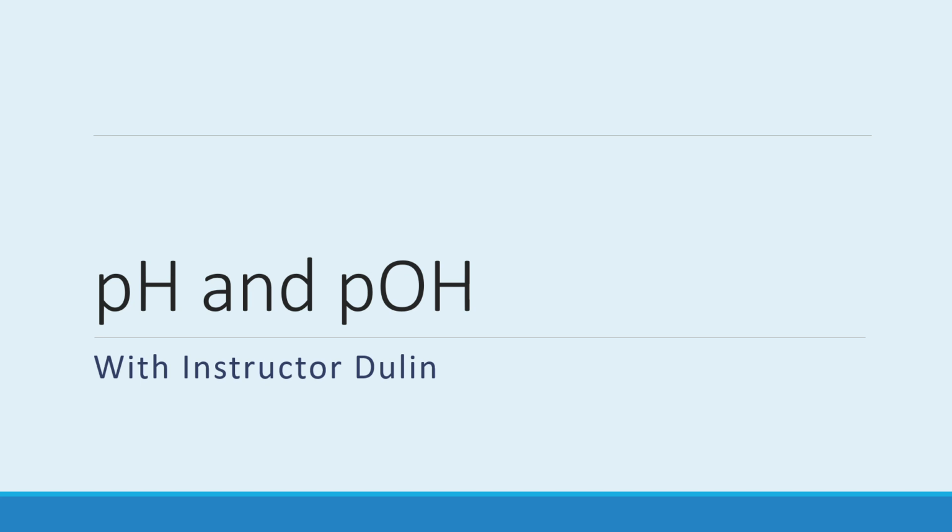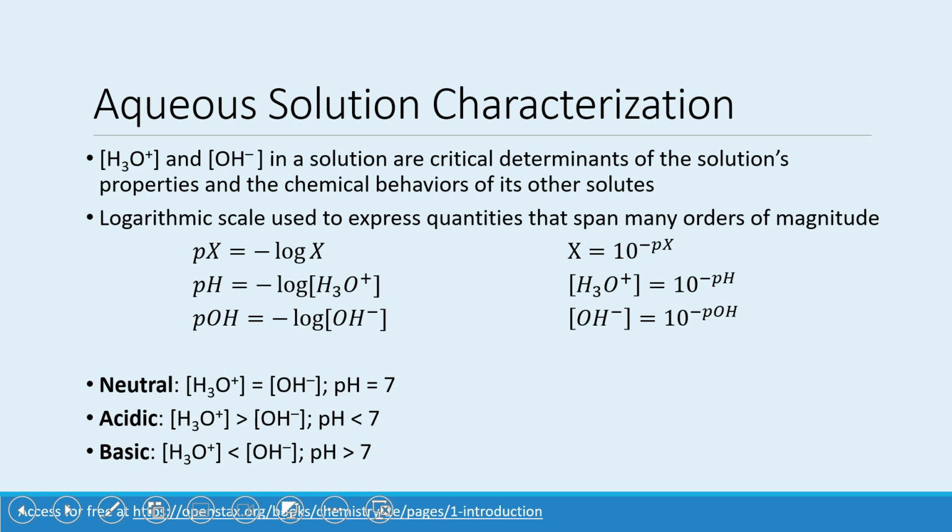Welcome back. The topic for this video is pH and pOH. So remember that we are talking about acids and bases, and the hydronium ion and hydroxide ion concentrations are critical in determining a solution's properties and chemical behaviors. And so it's important that we're able to measure the hydronium and the hydroxide ion concentrations, and it helps to have them in numbers where we're not constantly having to use scientific notation.